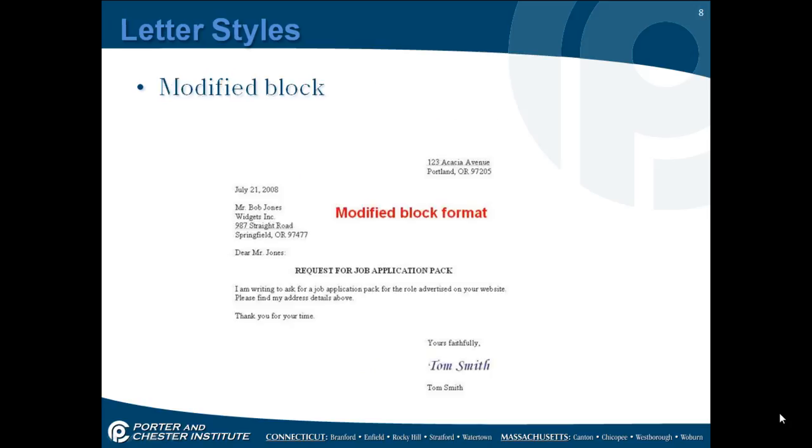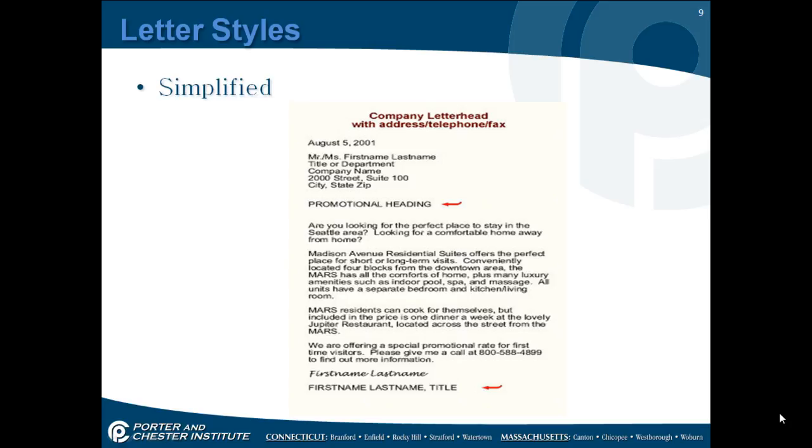We have modified block. All elements start at the left margin except for the date, the complimentary closing, and the keyed signature. And we have simplified, which has no salutation or complimentary closing. The subject line and keyed signature are all in uppercase.